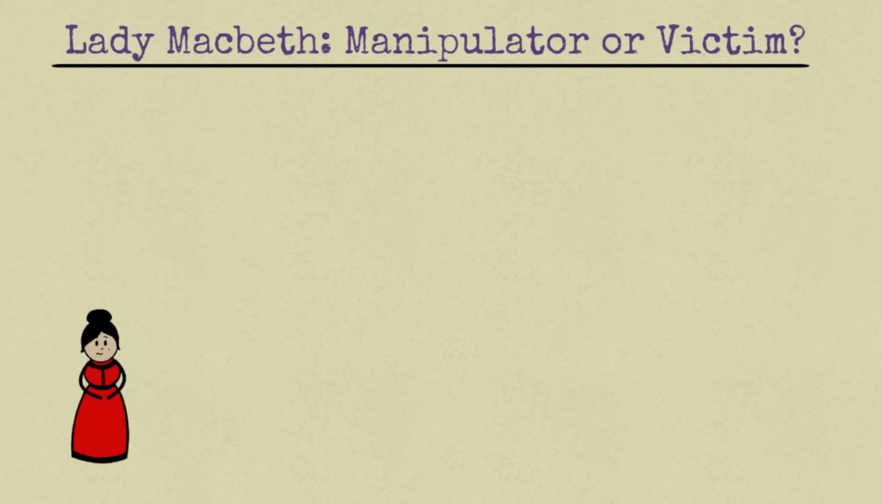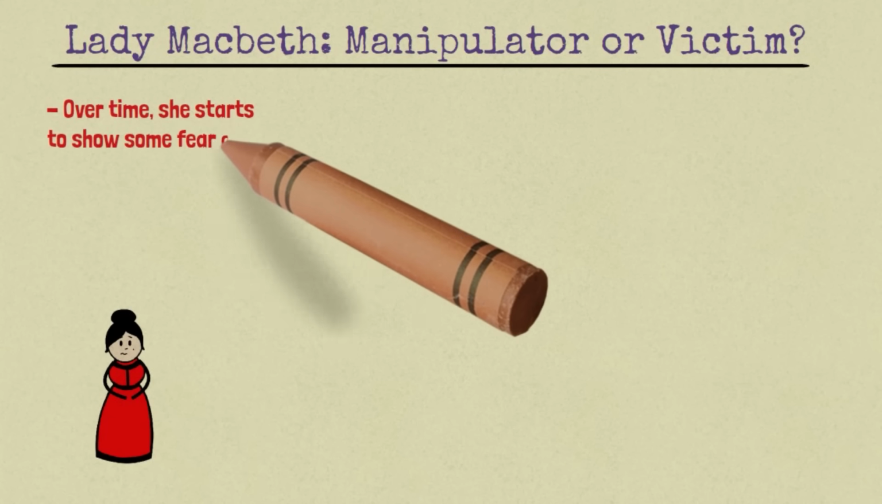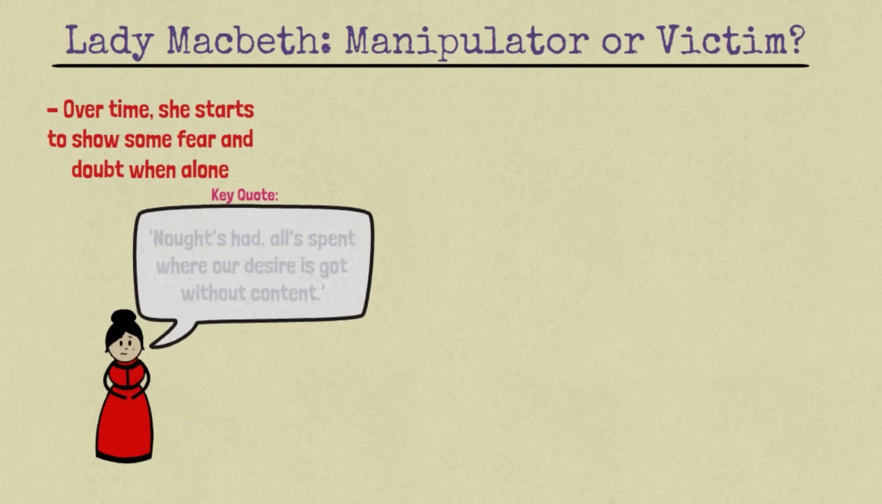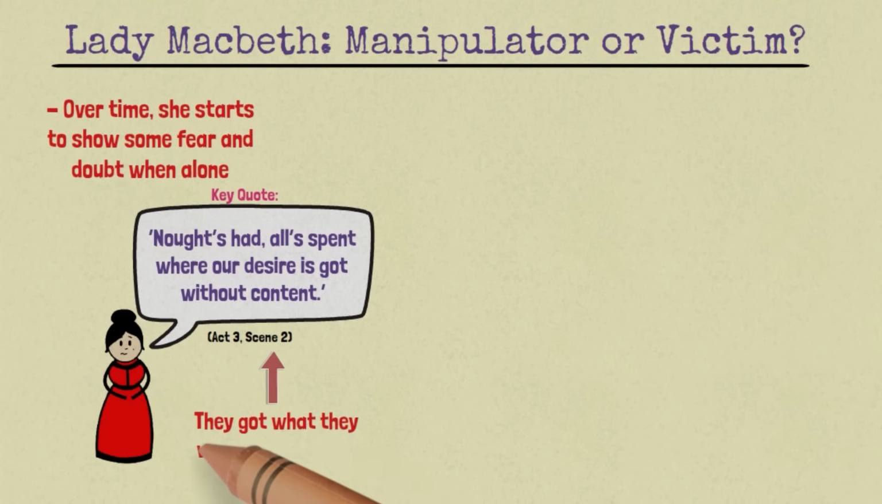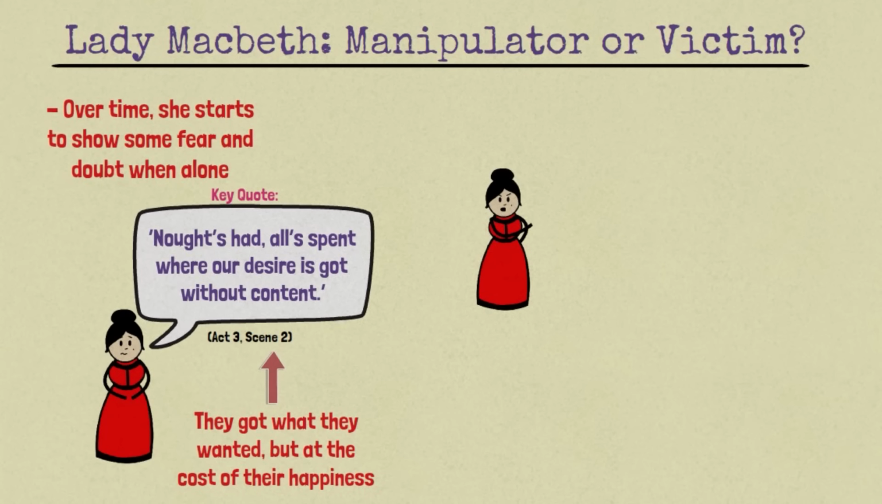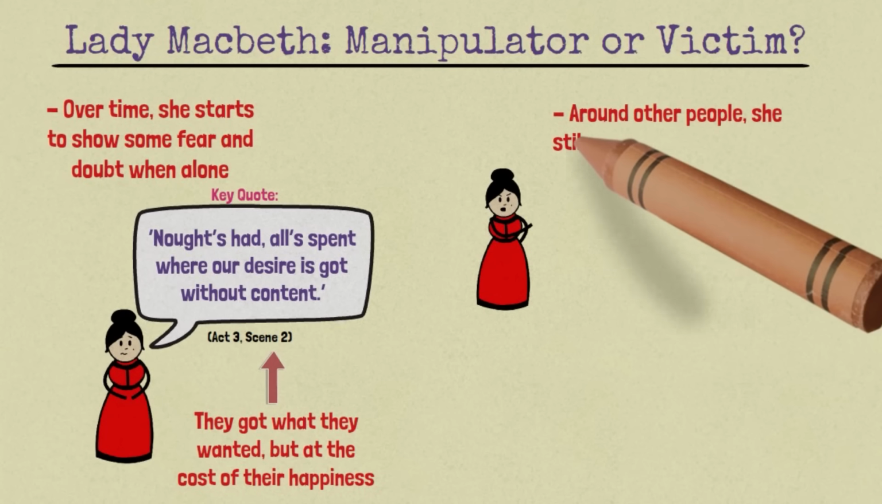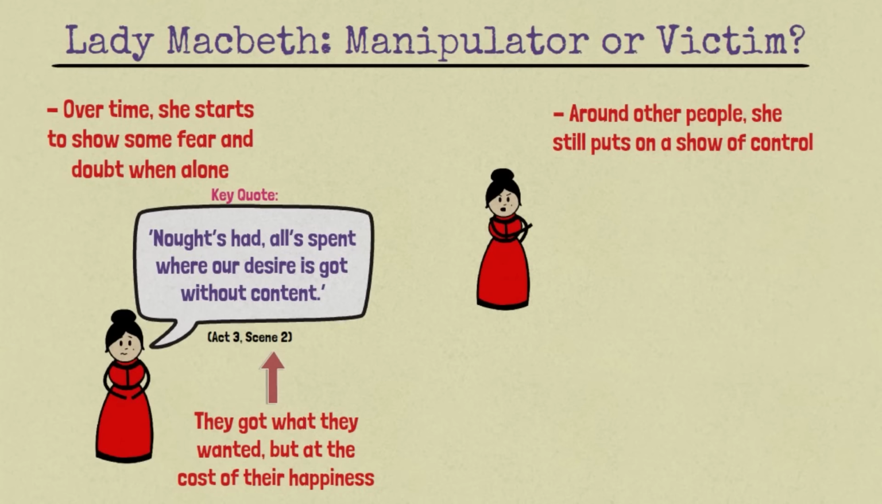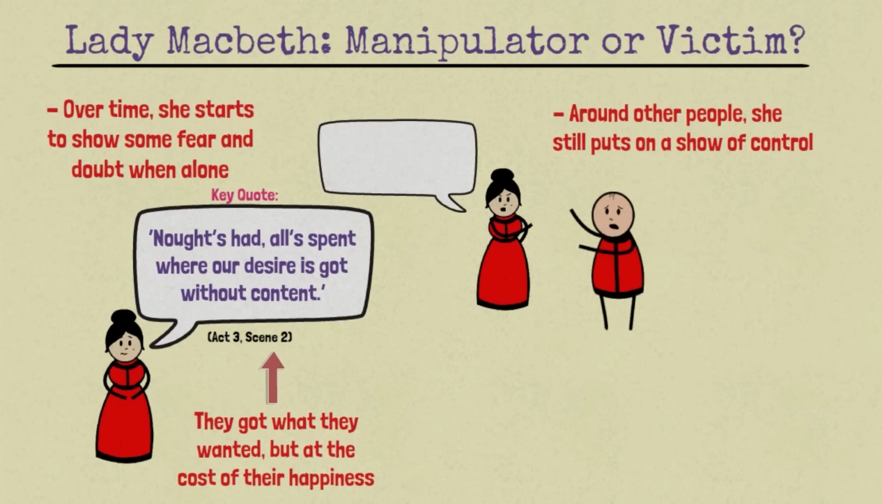As the play progresses, however, hints of doubt start to show when she is alone, saying, "Naught's had, all's spent, where our desire is got without content." But she quickly snaps back to playing the perfect hostess at Macbeth's coronation banquet, until Banquo's ghost appears, and she has to viciously tell off Macbeth for being so visibly frightened by hissing, "Are you a man?"